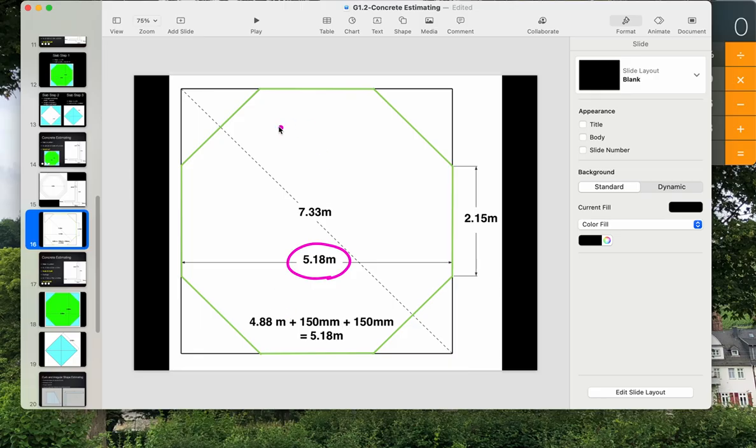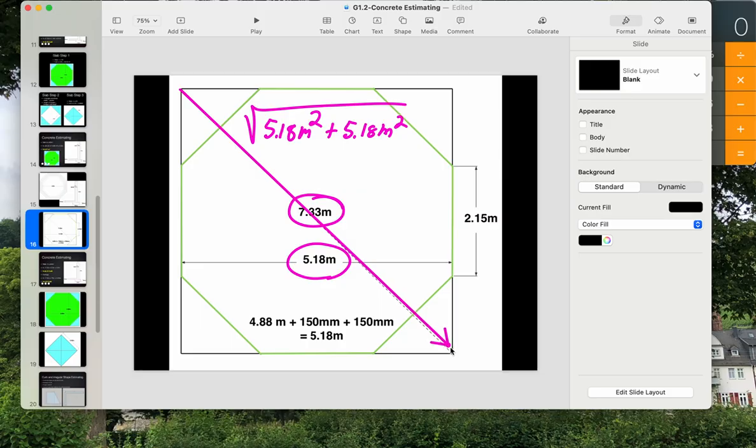Okay, so what we're going to do is 5.18 meters squared plus 5.18 meters squared, and then we're going to square root that. That's our Pythagorean theorem, a squared plus b squared equals c squared. And when you do that, you're going to get 7.33. So that is the hypotenuse if we were looking at this as a square.